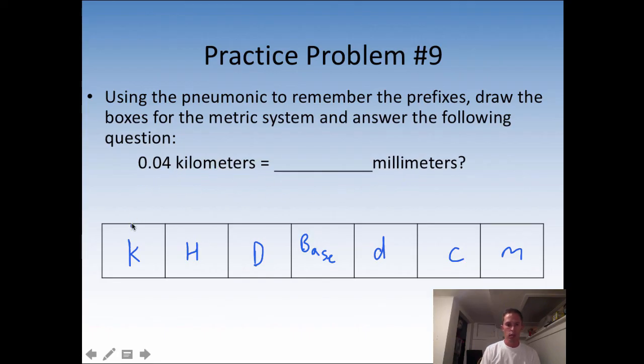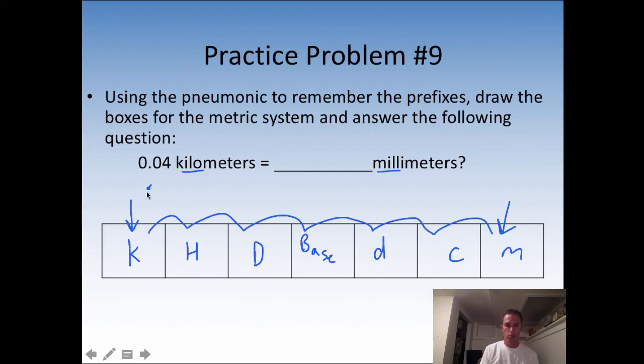So we're starting in the kilometers, the kilo prefix, and that box is right here. And we're trying to figure out how many millimeters that would have. The milli box is at the very end. So this time we're going to go all the way across. So 1, 2, 3, 4, 5, and 6 boxes to the right.